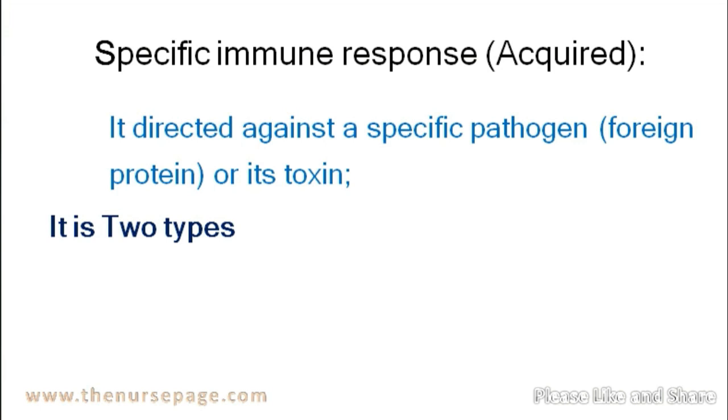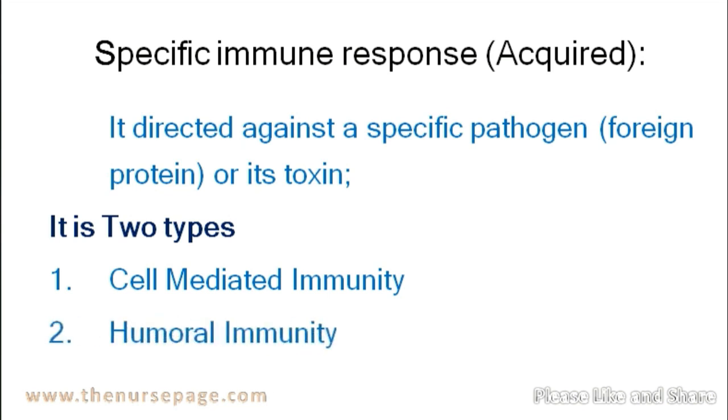Next we can check specific immune response, or acquired immunity. Specific immune response is directed against a specific pathogen or foreign protein or its toxin. Specific immune response is also of 2 types: cell-mediated immunity and humoral immunity.